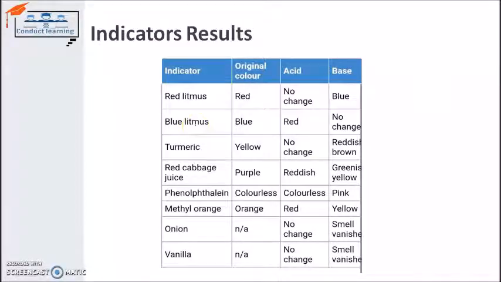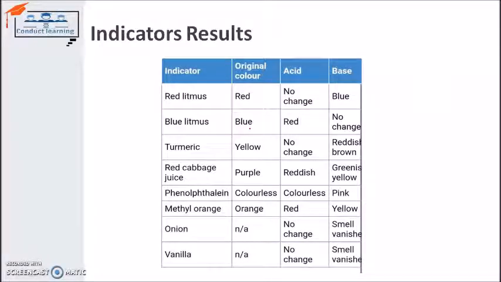The same thing applies with blue litmus paper. The natural color of blue litmus paper is blue, and when it is put in the acid solution, its color changes to red. And when the same blue litmus paper is put in a base solution, its color will not change. So if you want to check acids, you have to use blue litmus paper. Otherwise, for checking the base solution, you have to use red litmus paper.